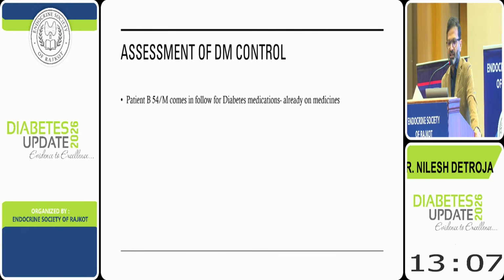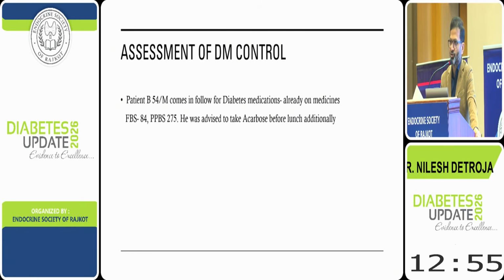Mistakes in assessment of diabetes control. Let's see one more example. A 54-year-old male comes in follow-up for diabetes medication. He is already on medicines and on treatment. His fasting sugar is 84, postprandial is very high, 275. So the physician has advised to add acarbose before meals, before lunch, and continue with the other older medicines. So is it okay, or do you need something else?